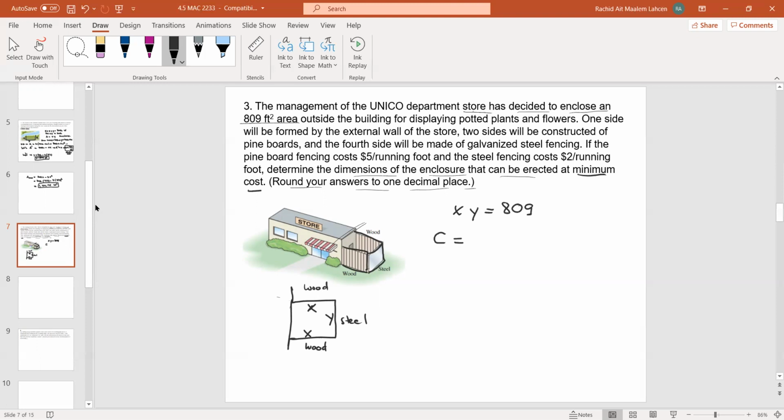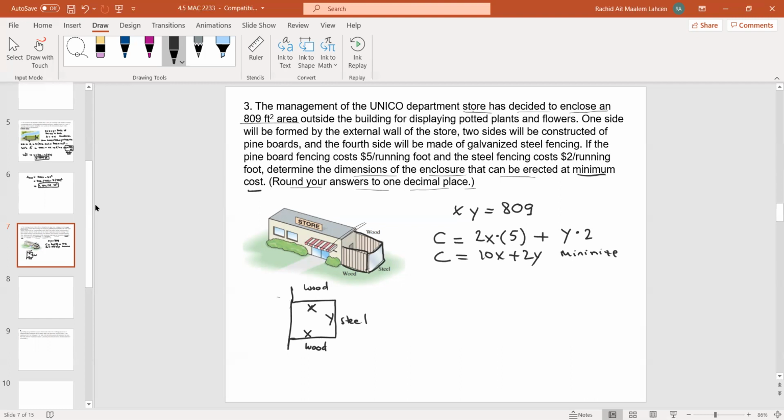The costs. The cost for the wood, you have two X's there, two sides, times the $5 per foot, right? So X and X. And for the steel, it's 2 times Y, right? So that's that. So this is 10X plus 2Y, the cost. We're minimizing the cost, so we're going to focus on the cost.